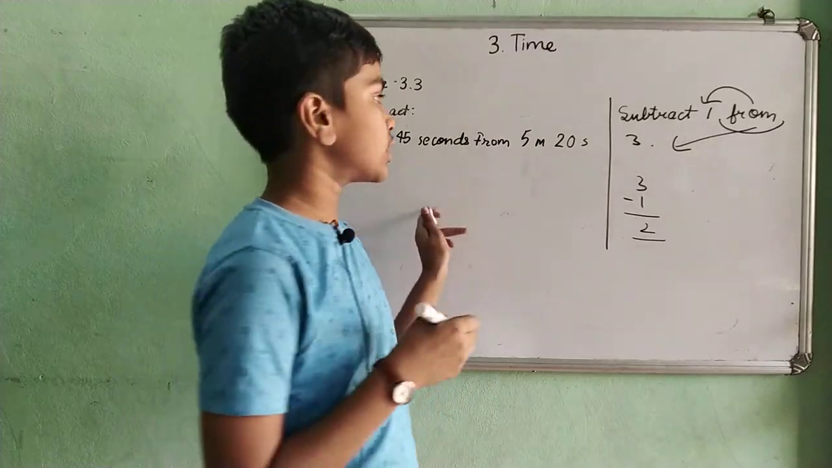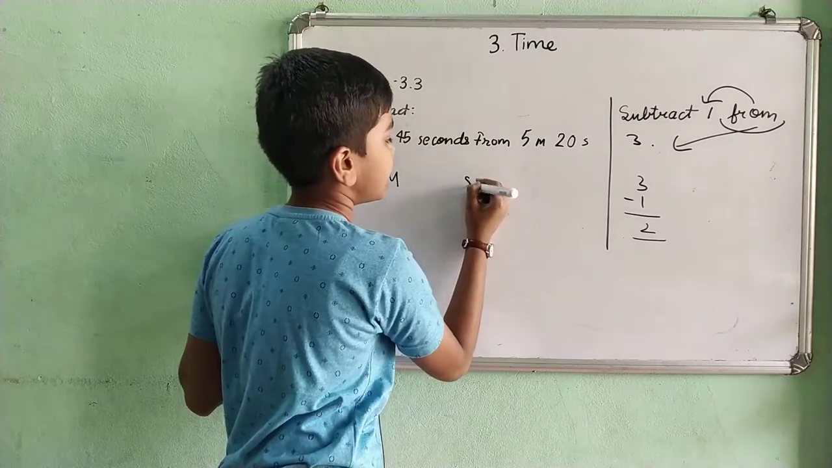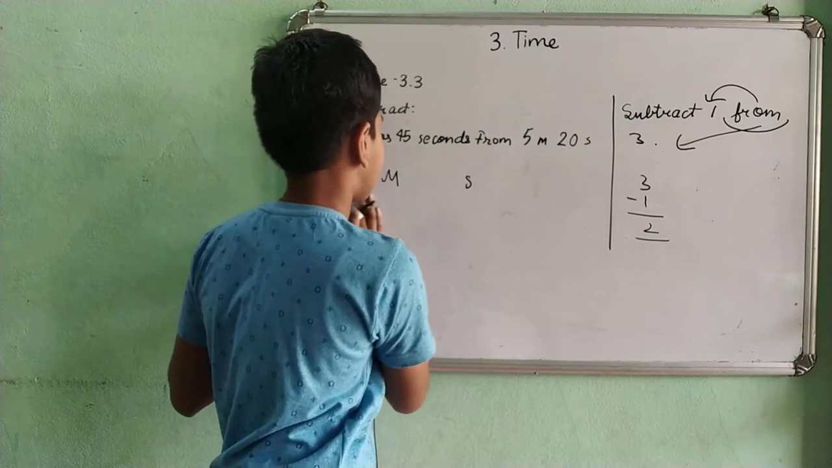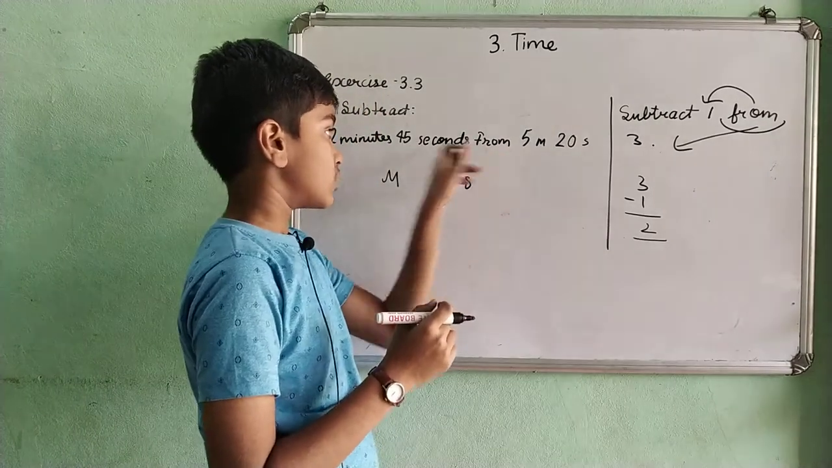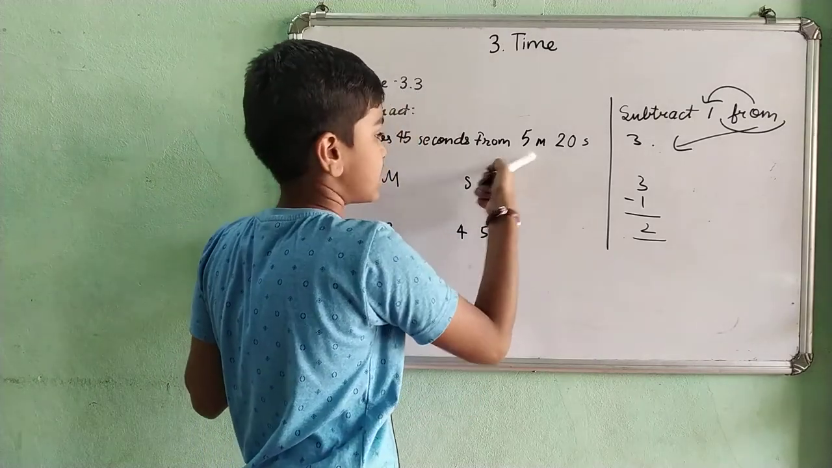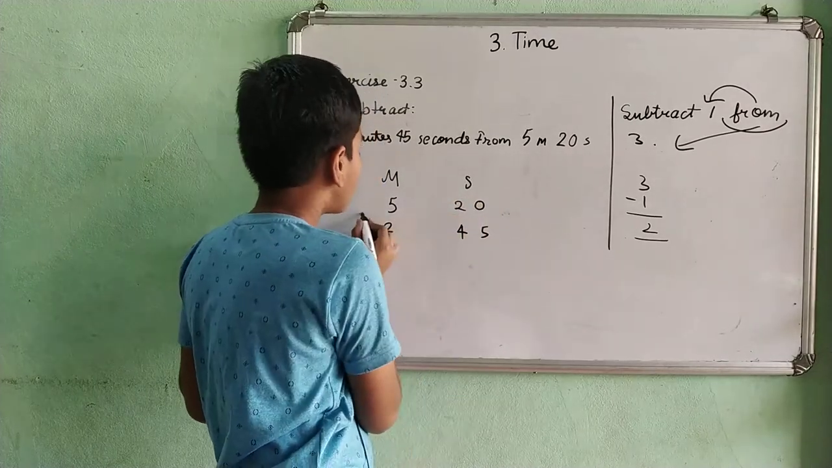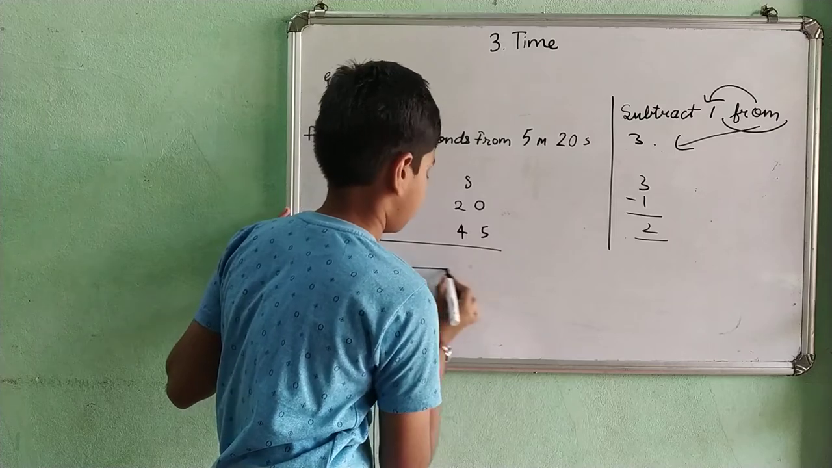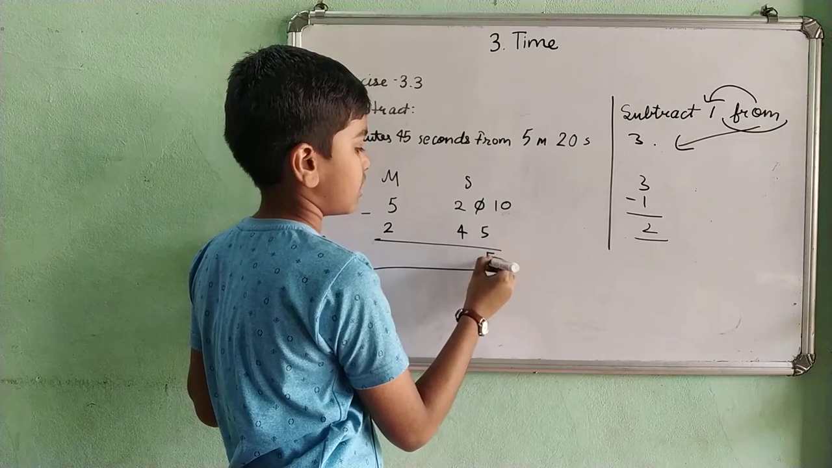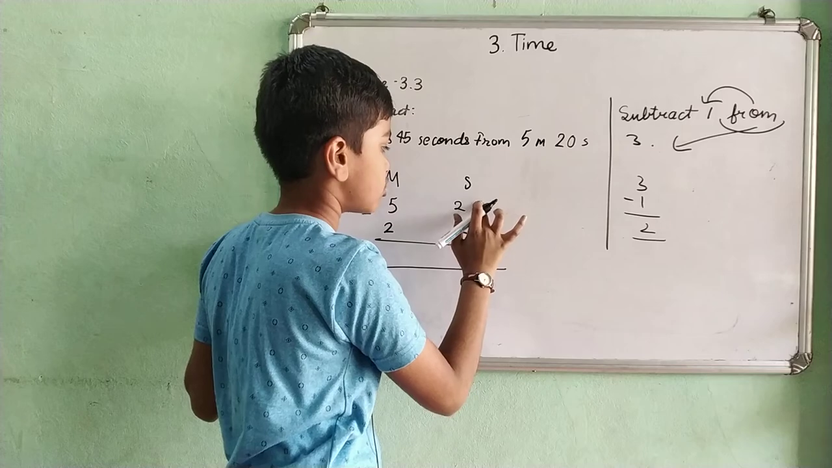So how shall I do this sum? Here you will write minutes, here you will write seconds, then write 2. See, not 2, here you are mistaken, you have to write from. So 5 minutes comes down, 2 minutes goes up, 20 seconds like that. Then you put the minus sign and minus it up. 10 minus 5 is 5. But here, take a look. It's wrong. Let me explain why it's wrong.